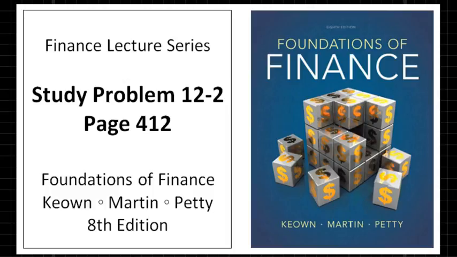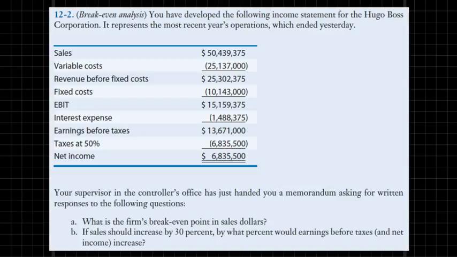We will now have a look at study problem 12-2 in page 412 from the 8th edition of our textbook. Here's a view of the problem. Let's go ahead and highlight some key facts provided in the problem. We are provided with the income statement for Hugo Boss Corporation for the most recent year's operations. Sales through net income are listed in a fashion where we split the expense items by variable versus fixed cost, and then we are also given the interest expense and taxes as well.